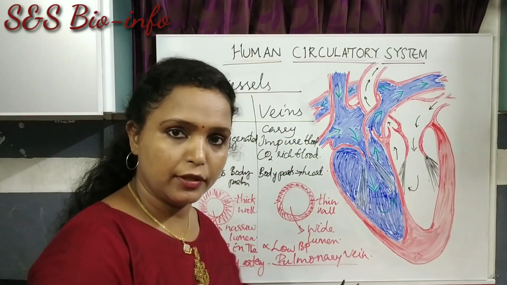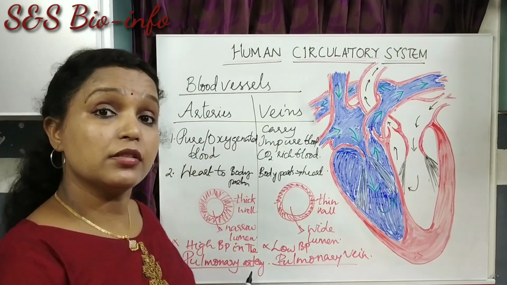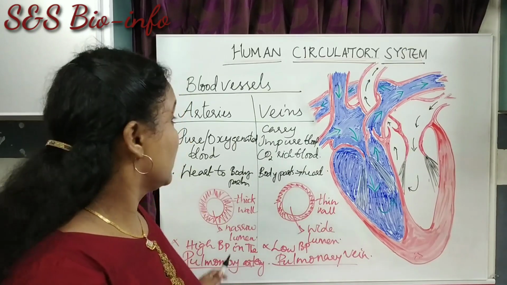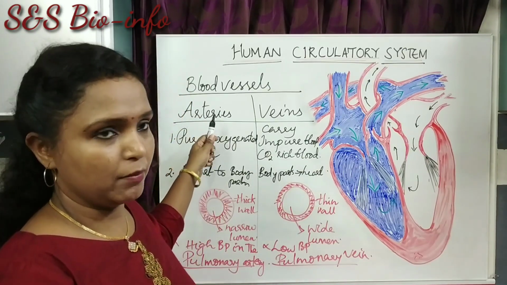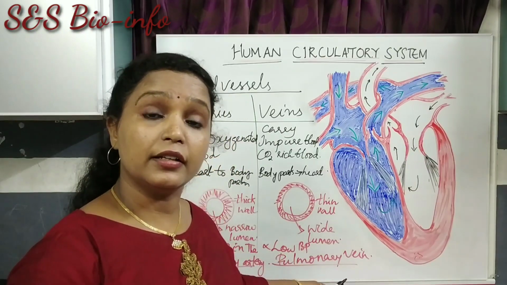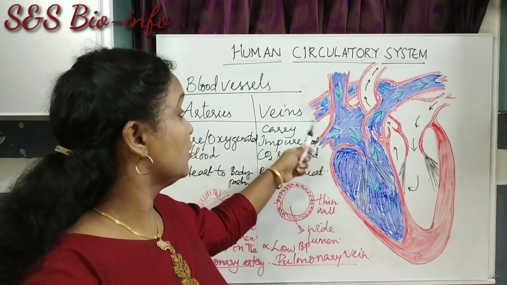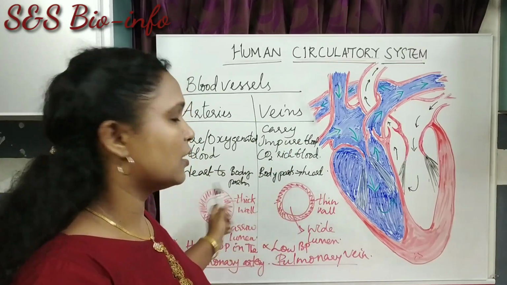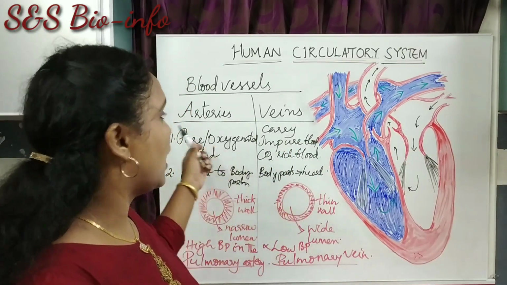Pulmonary artery and pulmonary vein. Pulmonary artery is the only artery that carries impure blood. All other arteries carry pure blood. While the pulmonary vein is the only vein that carries pure blood. All other veins carry impure blood. Is it clear now? These are some differences between arteries and veins.